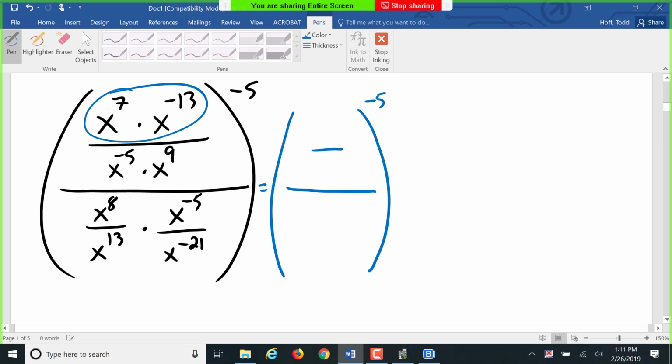We have to combine the x to the 7th times x to the negative 13th, which is x to the negative 6th. Good. Then we have to combine the x to the negative 5th times x to the 9th, which is x to the positive 4. Very good.